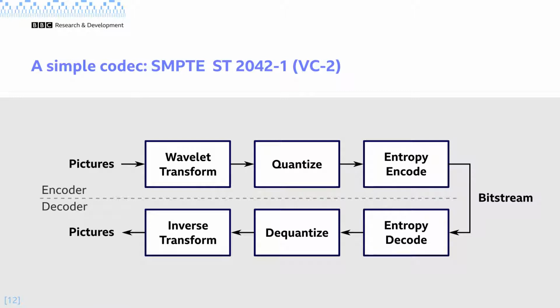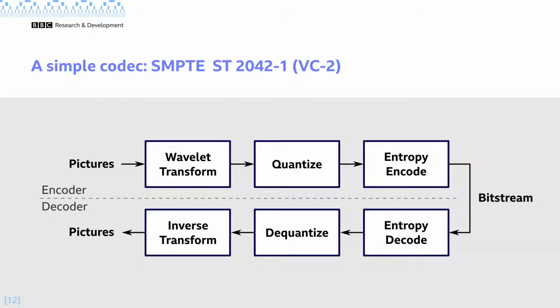In a VC2 encoder, pictures are first transformed into a domain that is more convenient for compression, and in the case of VC2 we use the wavelet transform to do this. Now, these transform values are eventually fed into an entropy coder, which takes the numerical transform values and turns them into a much more efficient binary representation.